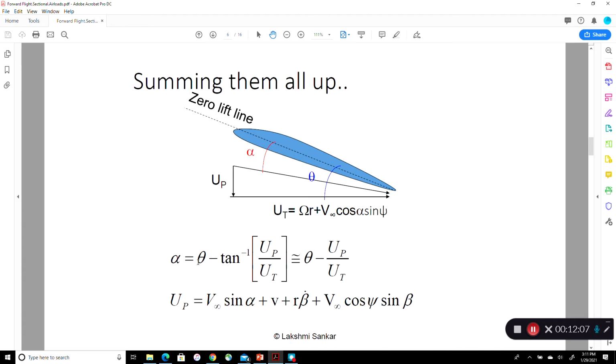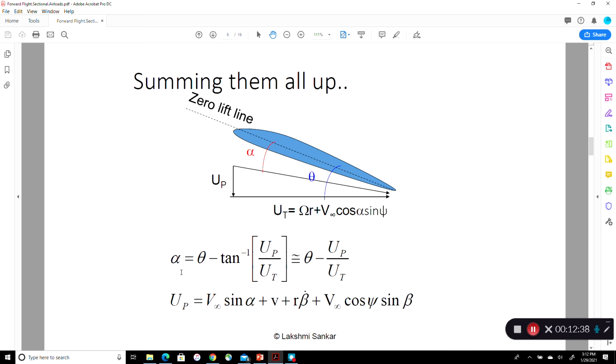In exact programs such as CFD, CAMRAD, RCAS, DYMORE, UMARC, HOST, you name it, they would compute this exactly. But if you are doing a spreadsheet-based assignment, like a homework problem in a Georgia Tech helicopter aerodynamics class, you'll make this approximation and write it this way. Again, UP is this number, UT is this number. Okay, so we can solve for the alpha.